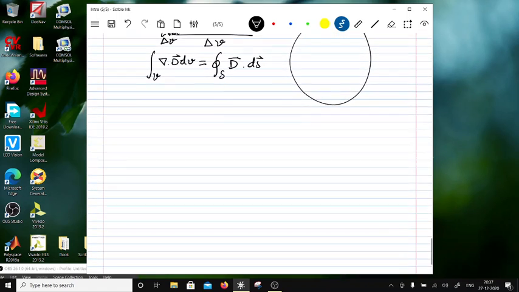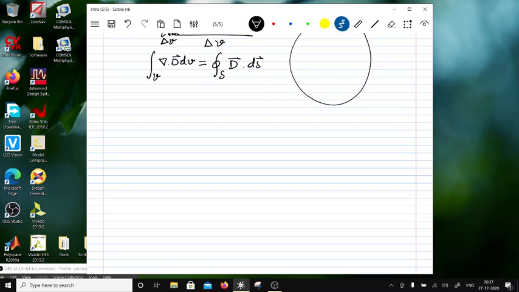Now let's define the cause and effect equations. These are called Maxwell's equations.